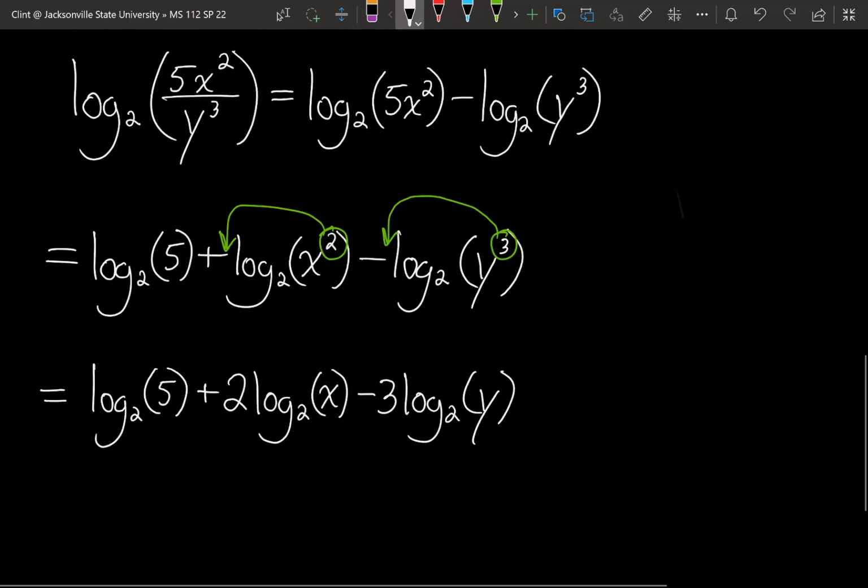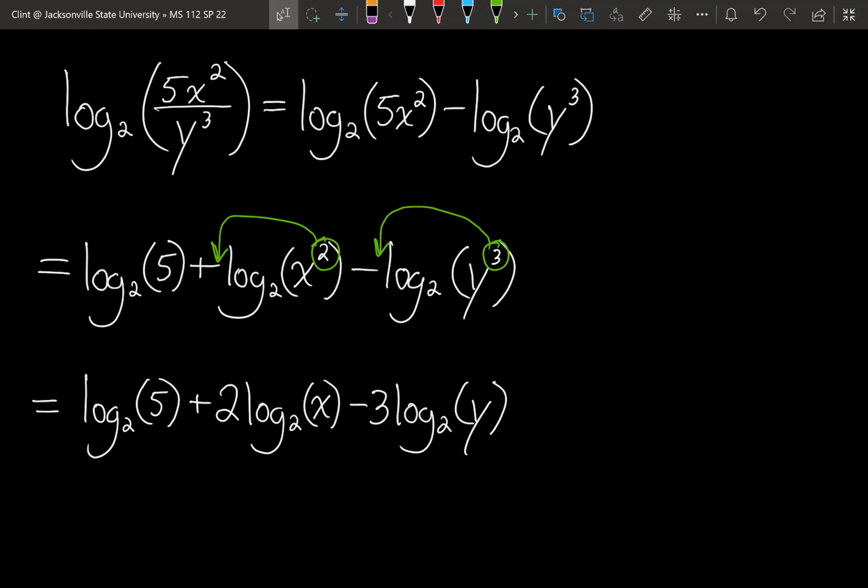Questions on what the heck we're doing? Got it again. I'm just using those 3 properties.